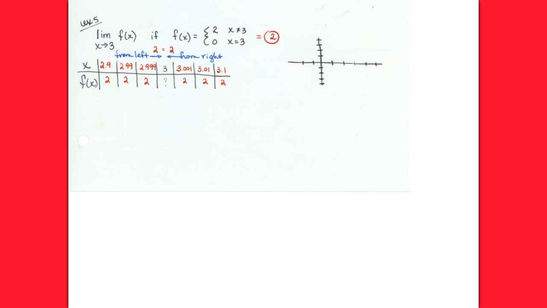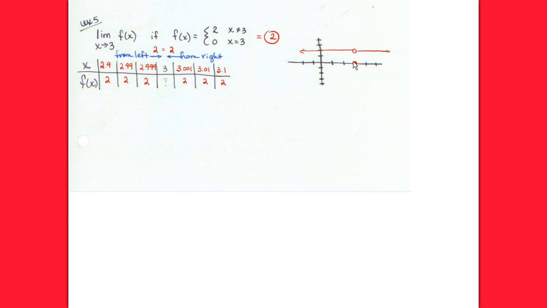Yeah. So since the limit from the left equaled the limit from the right, I would say my overall limit is 2. If I go to graph this function, this is what the graph looks like. For every value except for 3, I'm going to plot the y value of 2. So that would just be a horizontal line at 2 with an open dot right there at 3, because when I'm not equal to 3 is the only time that I have a y value of 2. When I am equal to 3, my y value is 0. So I would come down here and put a closed dot at (3, 0).